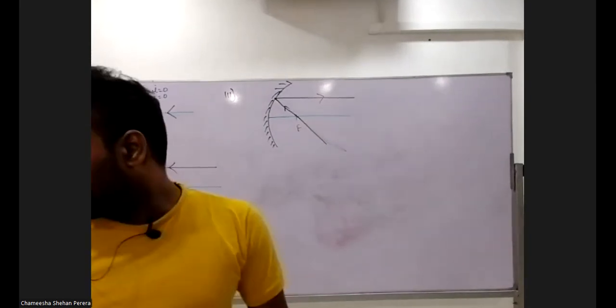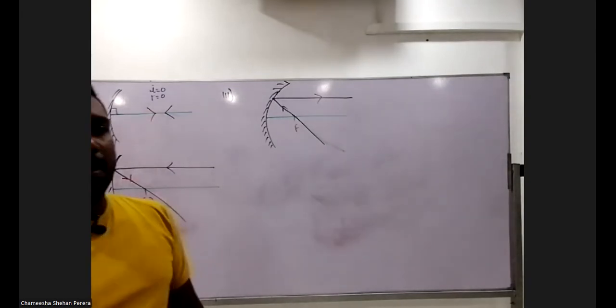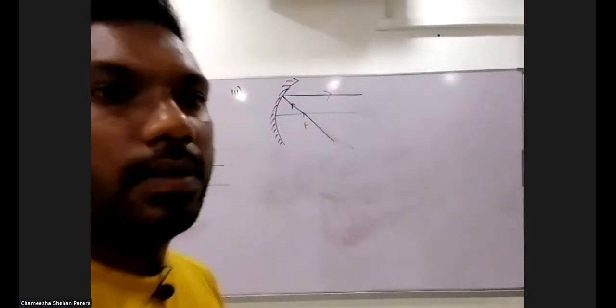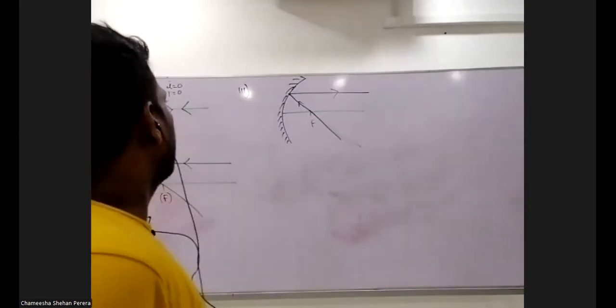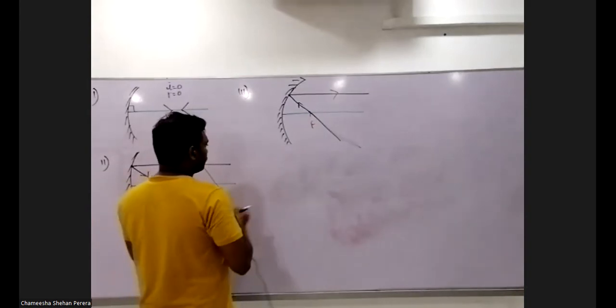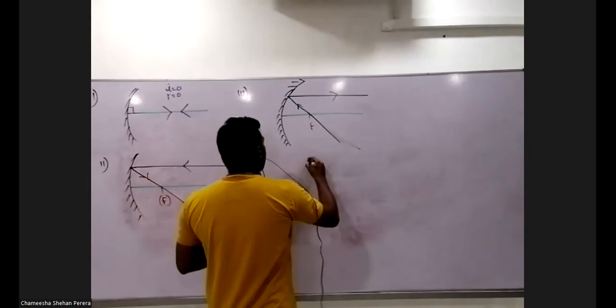So the fourth one, right? When light rays come towards the concave mirror through the center of curvature, the light strikes the concave mirror perpendicularly, so the rays are reflected along the same path. Okay. Right. Now this is the fourth rule.